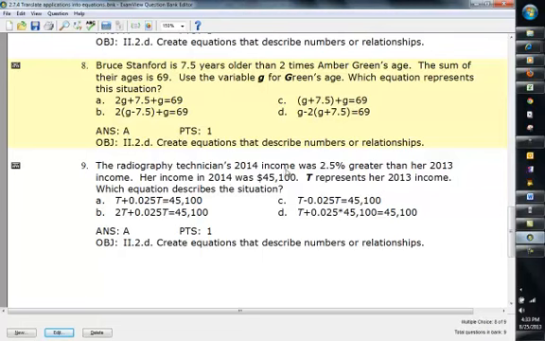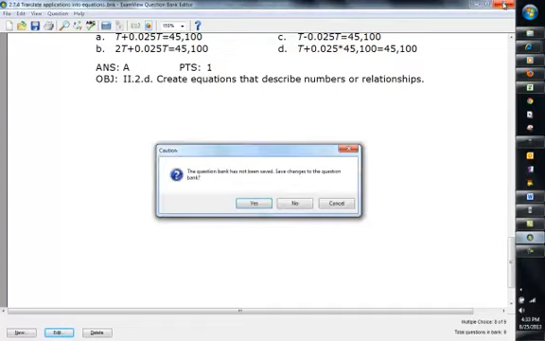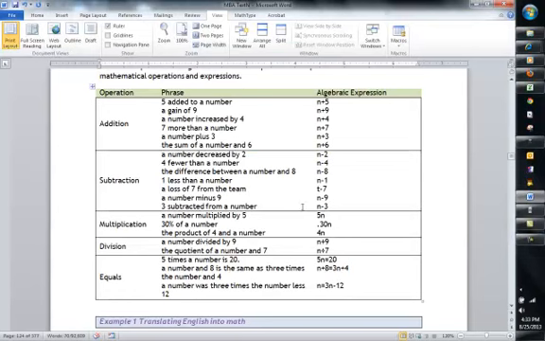Radiography technician's 2014 salary income was 2.5% greater than 2013. T is 2013, so T plus 0.025T is her 2014 salary of $45,100. That would be letter A. So this is section 2.4, and it's all about translating. And it's not real easy, but I have confidence you can do it.